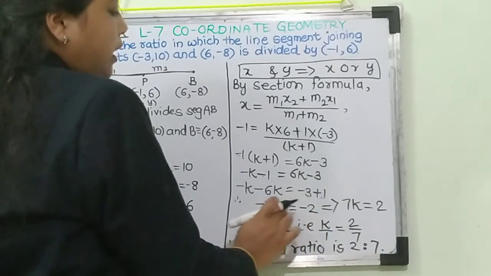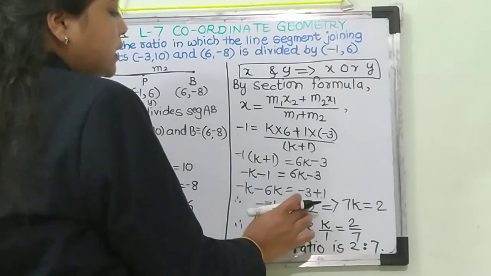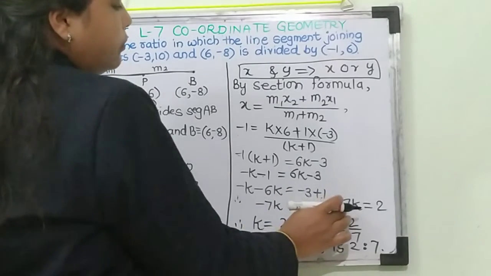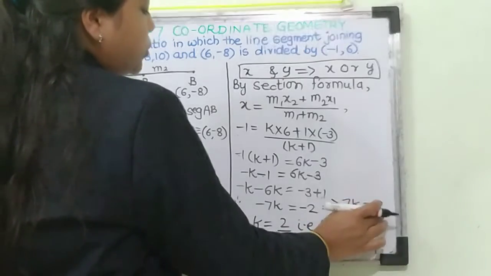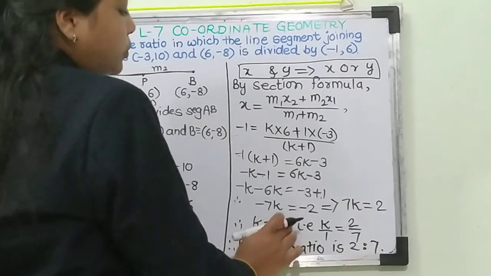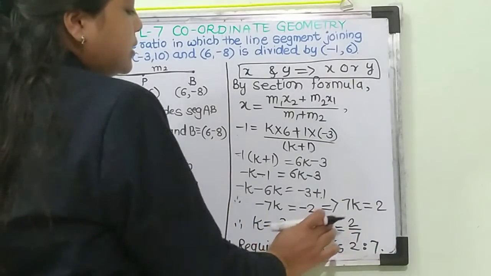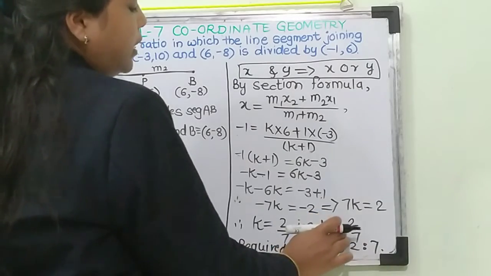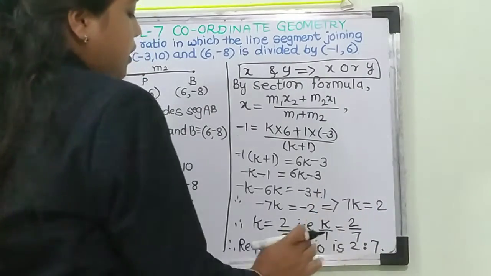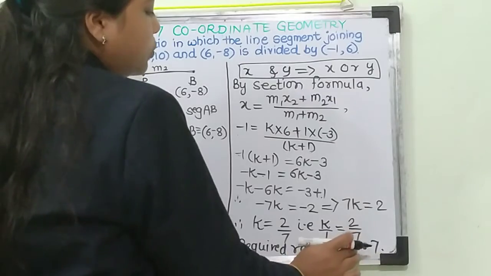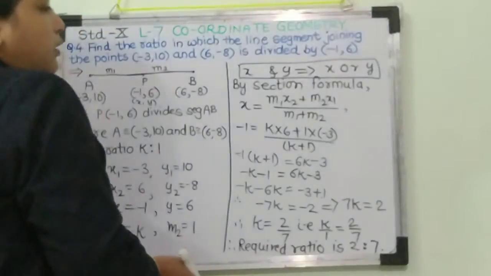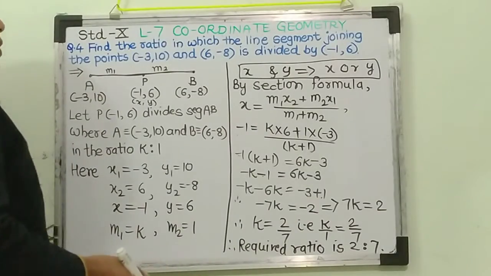So here we can remove the minus sign because it is on both sides. So here we get 7k equals 2 and k equals 2 upon 7, that is k:1 equals 2:7. So the required ratio is 2:7. So copy down this sum.